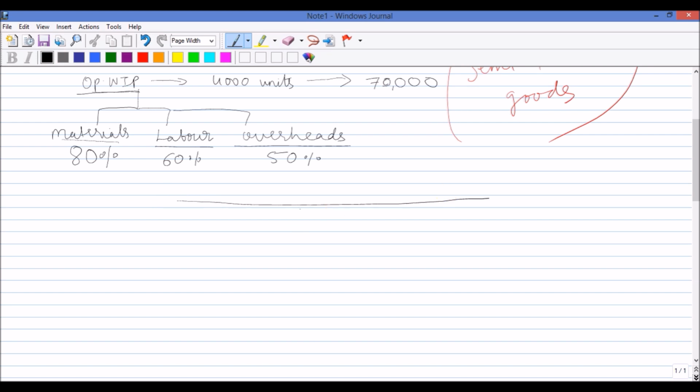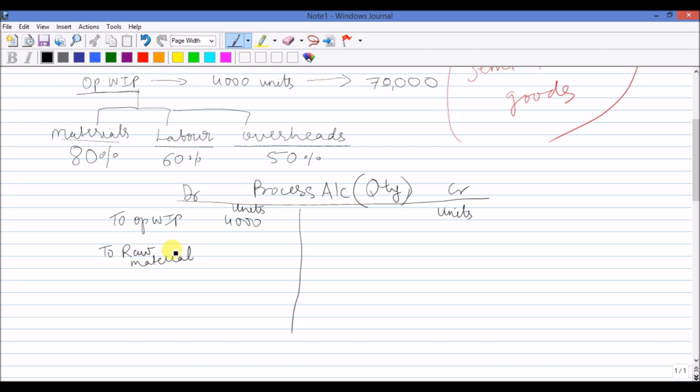I'm just preparing a process account, and this process account is only prepared for the quantity, so I'm not taking into account any rupees. You have an opening work in progress, for example 4,000 units. So these are units, and this is also units. You have introduced certain raw material, so maybe you have introduced 50,000 units of raw material.